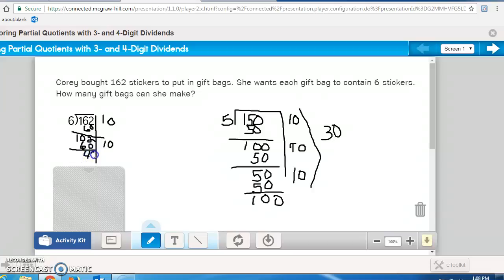And then I ask myself, how many groups of 6 can I get out of 42? Well, 7. 7 times 6 is 42. So what is the real answer? 10, 20, 27. So how many gift bags can she make? She can make 27 gift, and I'm going to abbreviate it, which I would want you to write out the units, bags.